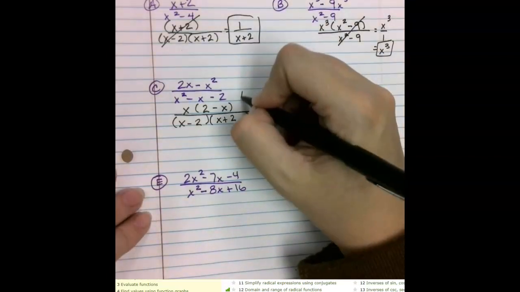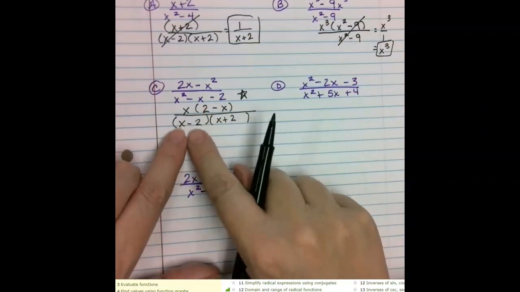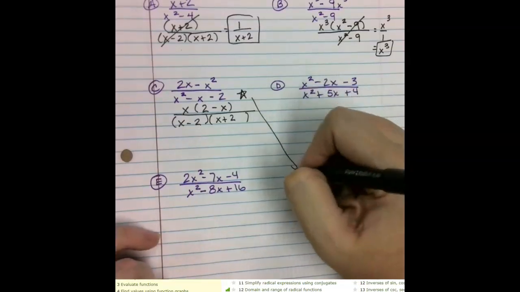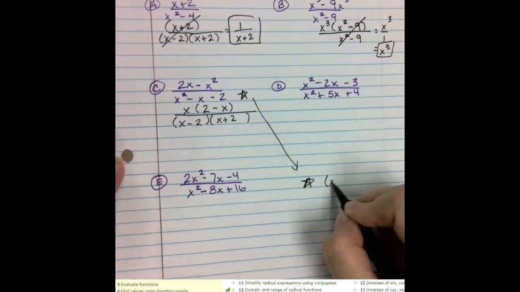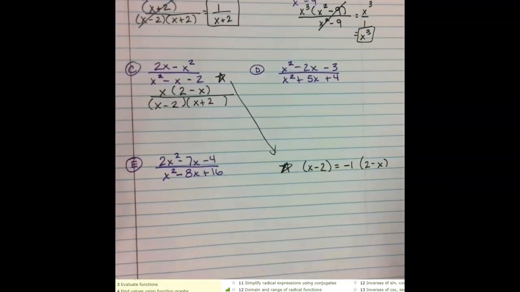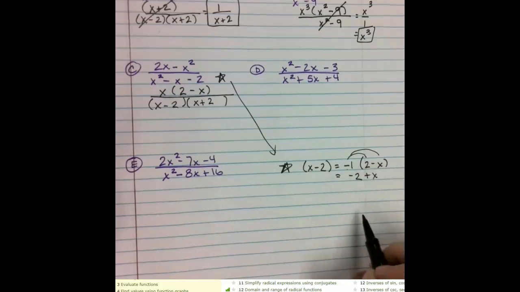Now here's a little star that I'm going to make a little note of. Notice how this one here, 2 minus x, is almost the same as this one, x minus 2. What I want you to think about is, here's my little star I'm going to put down here. If I want to switch the order with a minus, x minus 2 is equal to negative 1 times 2 minus x. Let's check this out by distributing and see if it's true. If I distribute this, I get negative 2, and I get positive x. And is this the same thing as x minus 2? It is.